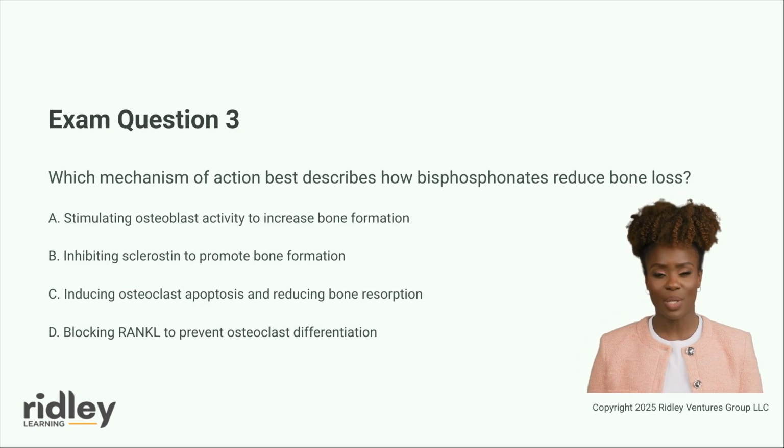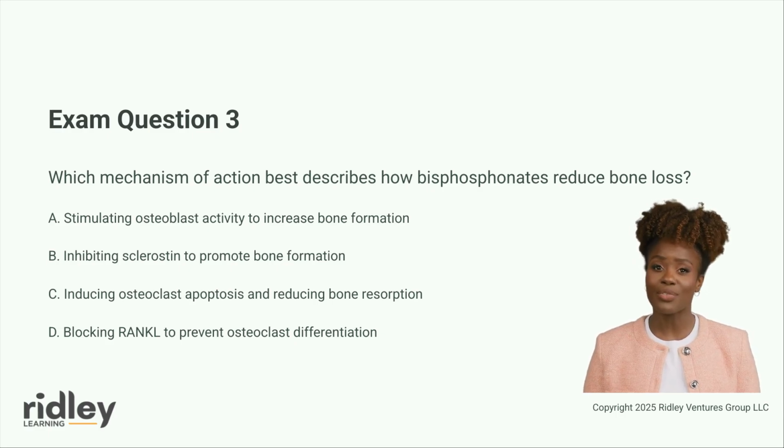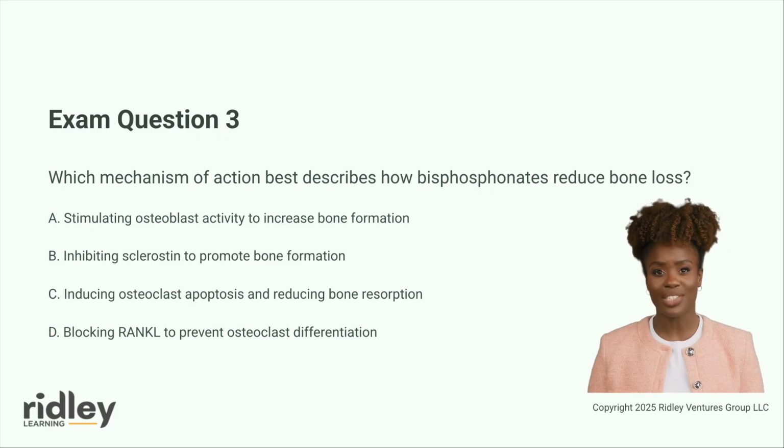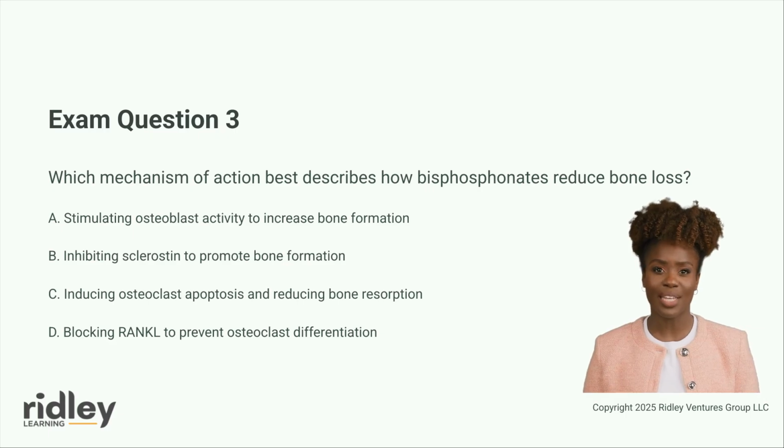Question 3. Which mechanism of action best describes how bisphosphonates reduce bone loss? The correct answer is inducing osteoclast apoptosis and reducing bone resorption. Bisphosphonates are anti-resorptive medications that have a high affinity for bone mineral and become incorporated into the skeletal matrix. During the normal bone remodeling process, osteoclasts resorb bone tissue, and in doing so, they release the bisphosphonate molecules that have been stored there.